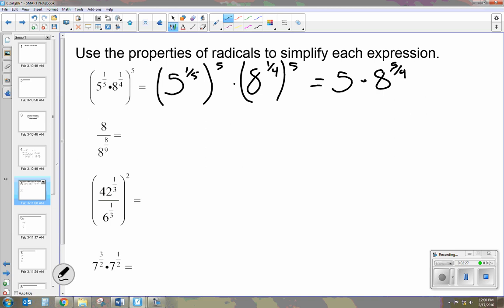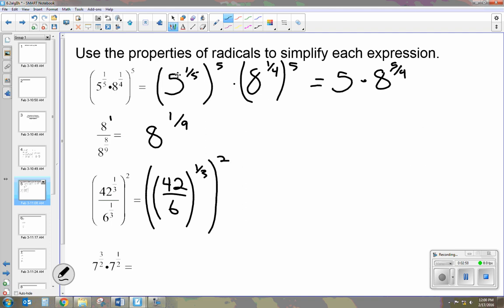This problem, we basically have 8 to the 1 in the top, so we can just subtract our exponents. We've got 1 minus 8/9, and we're left with 8 to the 1/9. This problem down here, because we notice that 6 is a factor of 42, it would be smart to pull out our 1/3, our common exponent, not leaving off our squared. 42 divided by 6 is 7, so we're left with 7 to the 1/3 squared. And then we can simply simplify that to 7 to the 2/3.